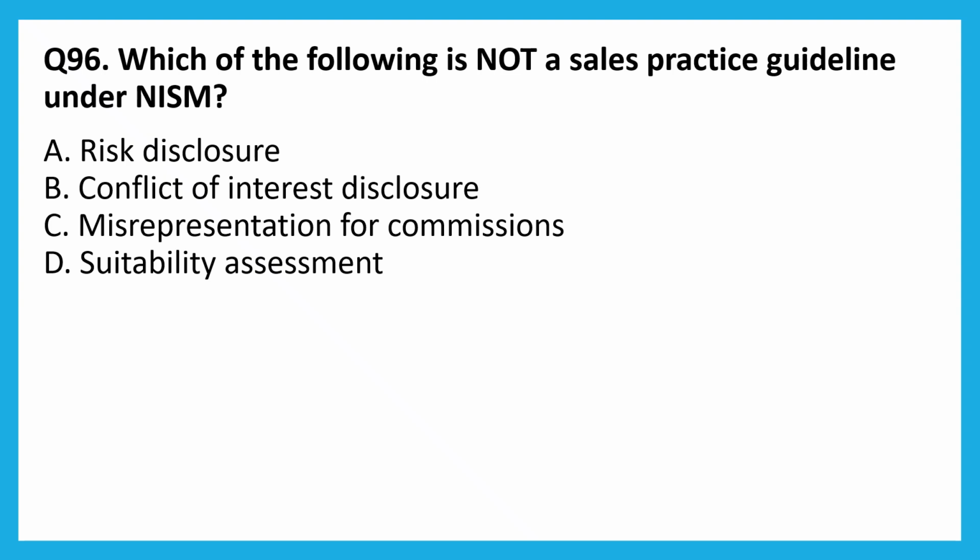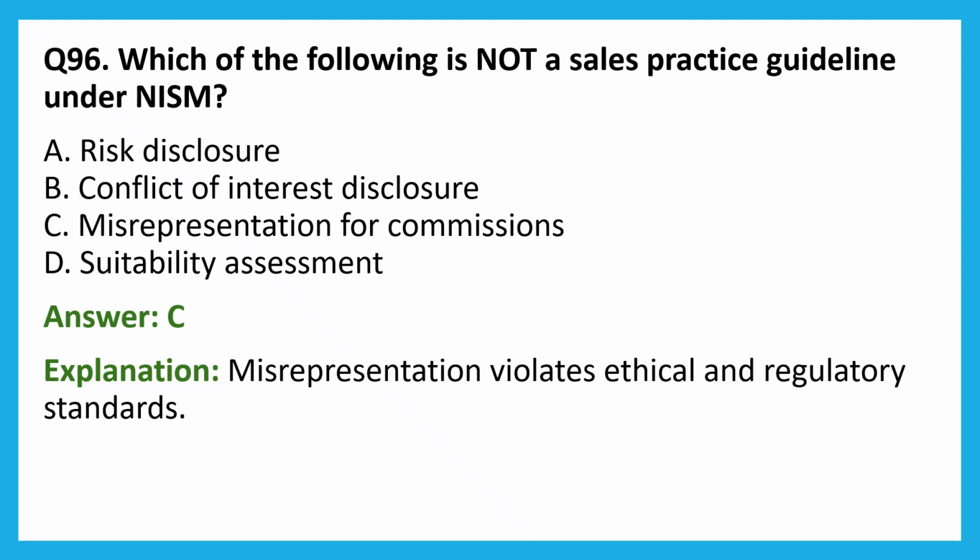Next question. Which of the following is not a sales practice guideline under NISM? Option A, risk disclosure. Option B, conflict of interest disclosure. Option C, misrepresentation for commissions. And option D, suitability assessment. Correct answer is option C, misrepresentation for commissions.